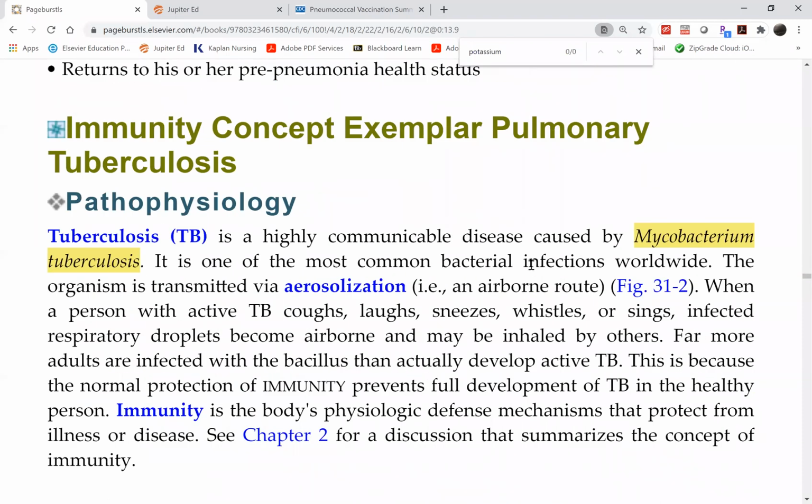All right, let's go straight to TB. This will be short because this is treated simply with antibiotics. And we've already done the interventions, so the interventions will be the same as what we did for pneumonia.